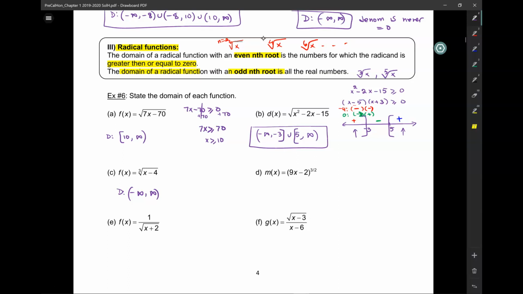Why is it? I thought it can't be negative 3 or 5. It can, because you can have 0 underneath the radical.